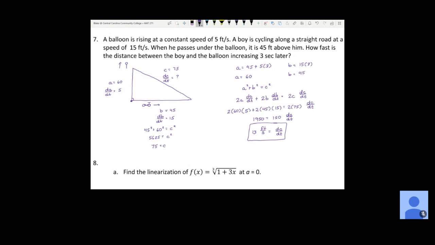So in this case, it started 45 feet above him. It's done another 3 seconds beyond that. So that's another 15 feet. So that gives us a total height of 60. Same thing with the bike. He's been traveling for 3 seconds at 15 feet per second. So he's actually going 45 feet at that point. Any questions on that one now?